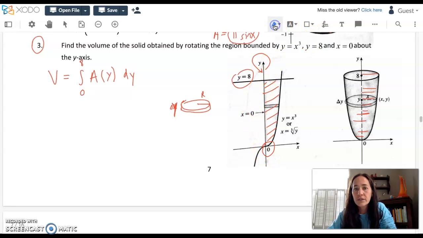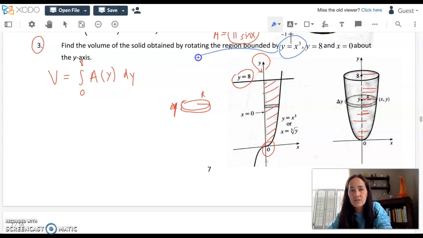So what we should do here is, since we're thinking in terms of y's instead of x's, let's take this original equation and solve it for x. So if y equals x to the third, that means x, if I cube root both sides, equals the cube root of y. So we'll say the cube root of y is what we can use for the radius. No matter what, depending on where you are on the y-axis, the cube root of that number will give you the radius of the disk at that point.